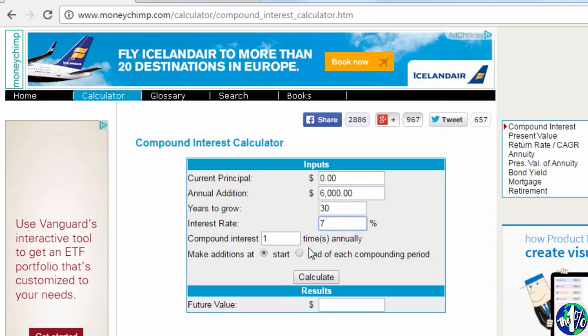But let's start with 7% just to see what it is. Make additions at the end of each period. That means at the end of every year, you'd add $6,000. You could be investing every month as well. That's actually a better strategy, but for the purposes of the calculation, here are our numbers.